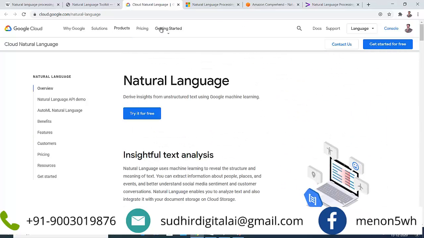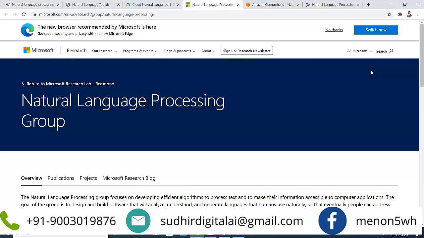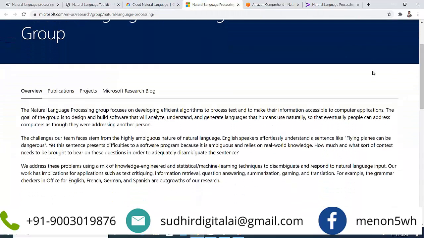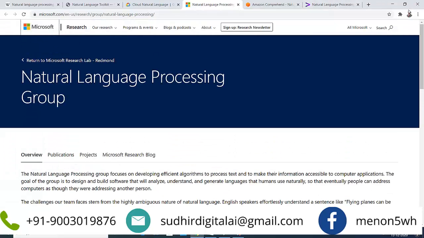Now, after going through Google, if you switch over to Microsoft, Microsoft Research does a lot of work in this particular area. If you see, they have a processing group working on performing efficient processing of text and making that information accessible to computer applications. And interestingly, when you go through the Azure site, they also have an NLP module there. So it's interesting what happens in Microsoft Research Lab.